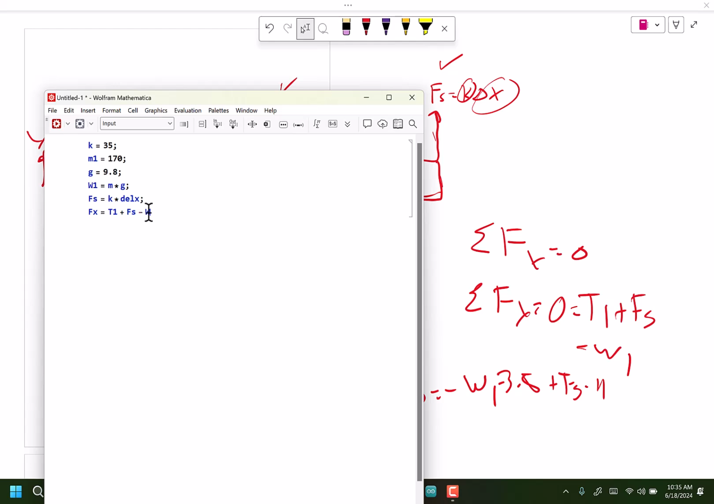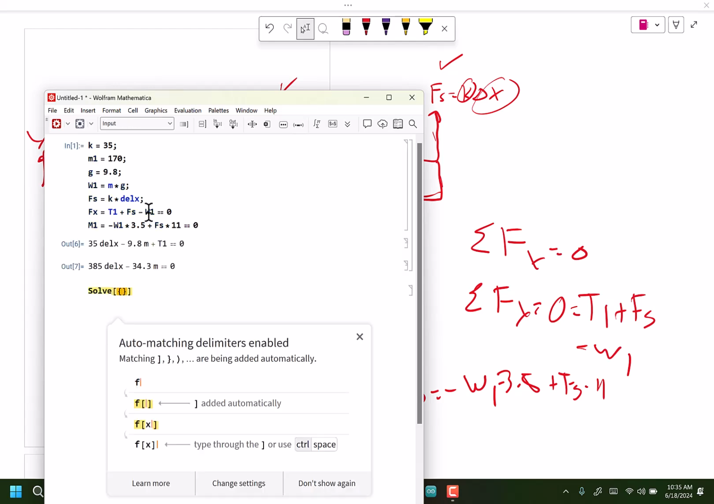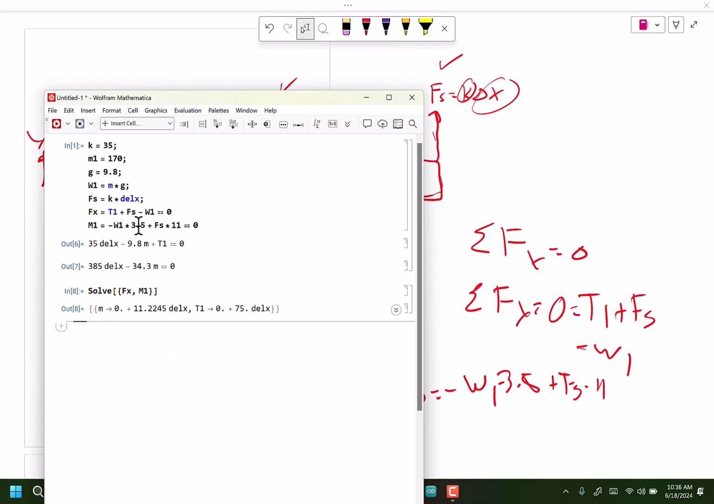T1 plus Fs minus W1, and then set this equal to 0, and then actually I want to look at this equation too, and then I'm going to have M1 equals minus W1 times 3.5 plus Fs times 11, set that equal to 0. Then I'm going to solve. I'm going to solve Fx, M1, Shift Enter. Let's go ahead. Actually, let's keep for now. Let's just solve for what Fs is.